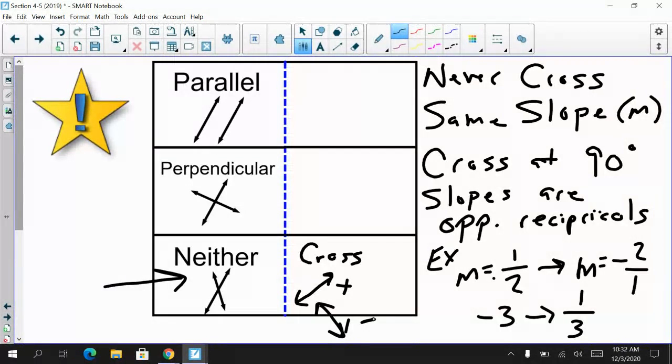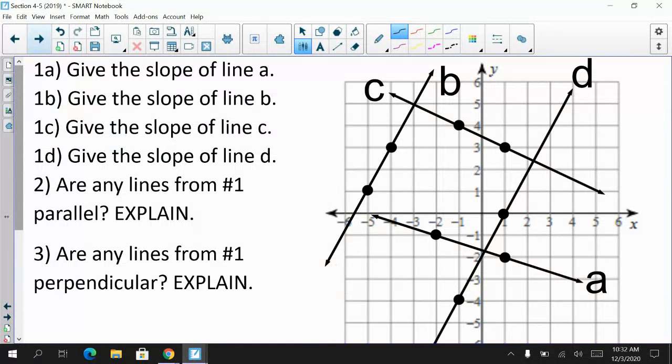All right, so let's do some examples here. So I got 4 lines, A, B, C, D. So the first thing I want to do is give the slope of A, B, C, and D. So why don't you guys take a second? This is basic rise over run, and find the slope of each of these lines. So take 1 minute. Go ahead.